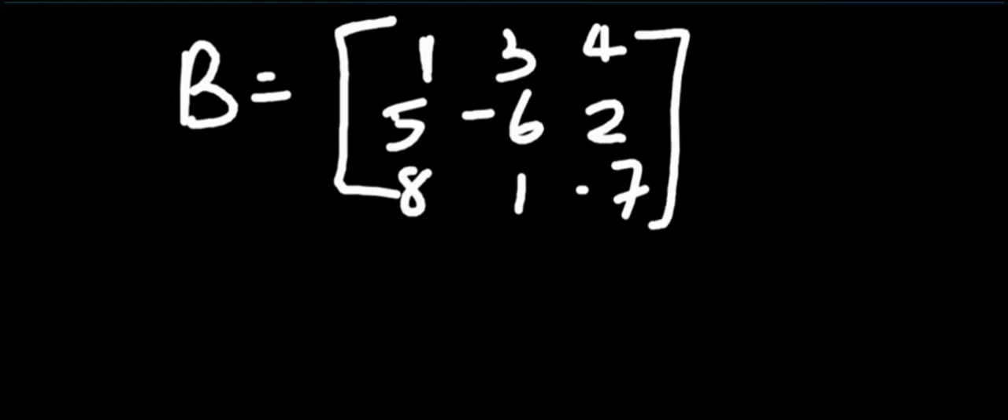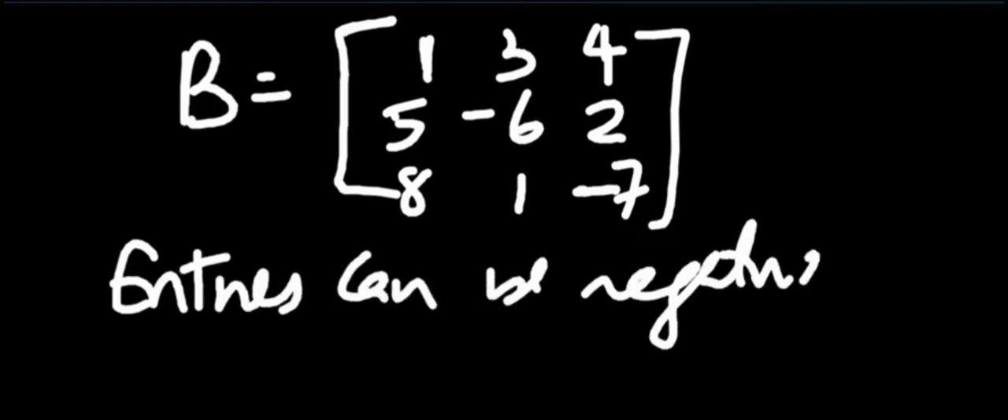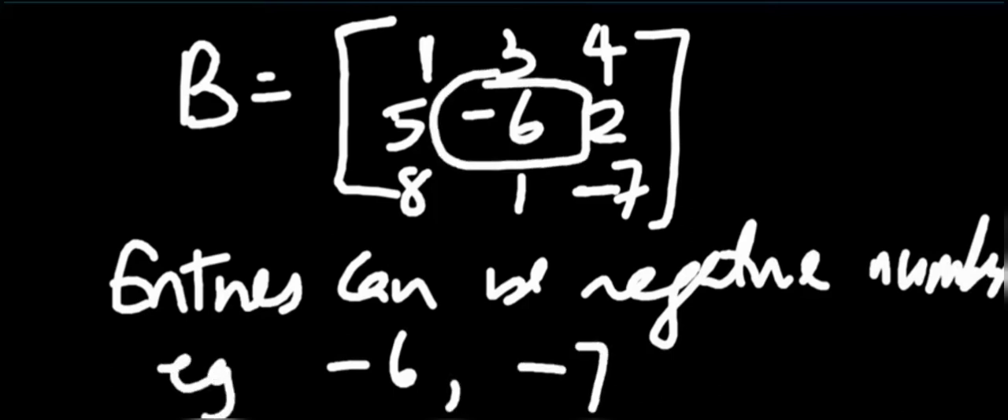Yes, so seeing this now, we can see that the entries of a matrix can be negative numbers. For example, what do we have? We have minus 6 and what? Minus 7. There are two negative numbers here.